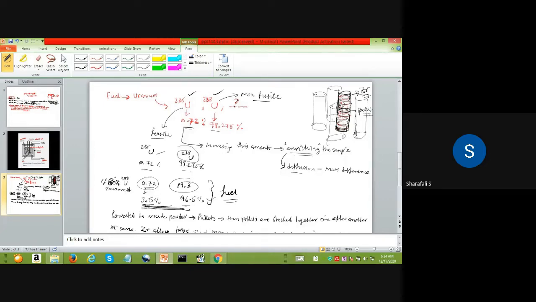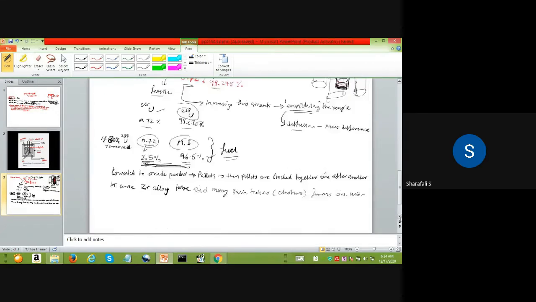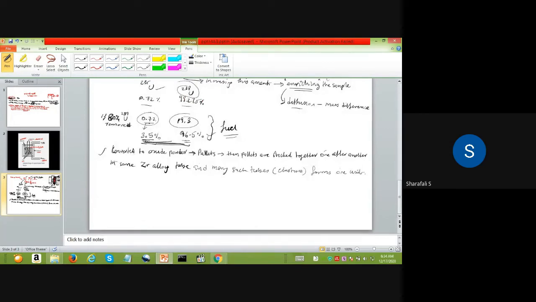And that is what you can observe in the schematic diagram also. I'll just go into that. To read this: the sample, uranium-235 and uranium-238, has to be converted into an oxide in powdered form. Then it has to be converted into the pellet structure. Then the pellets are arranged or stacked. Stacked means arranged in the way I just showed here, one after another, structured together.